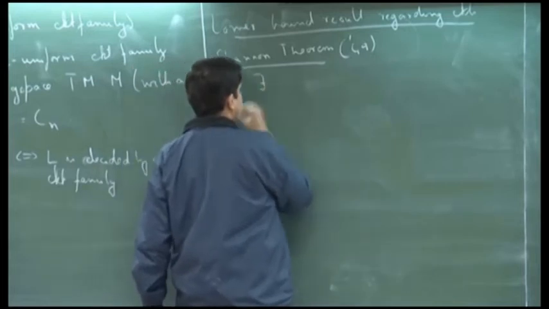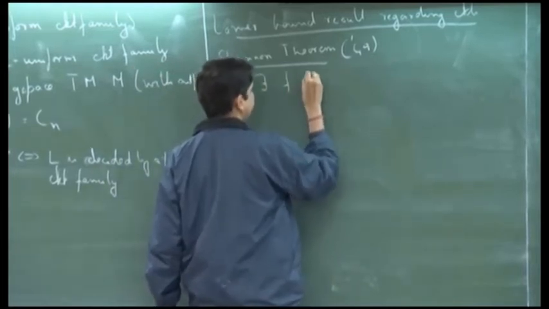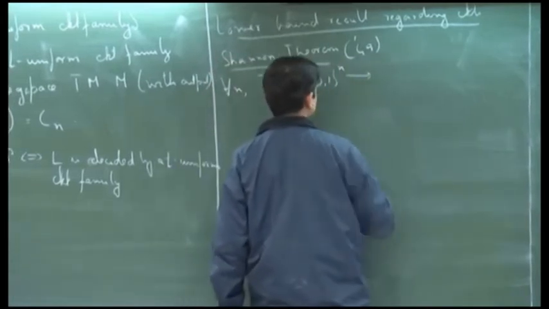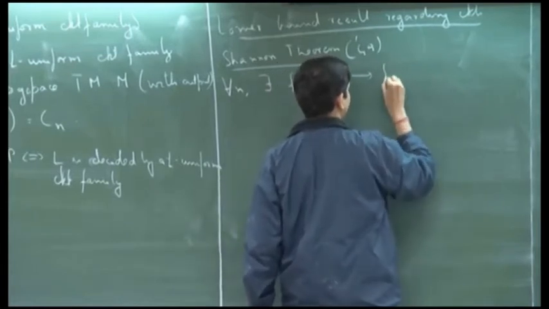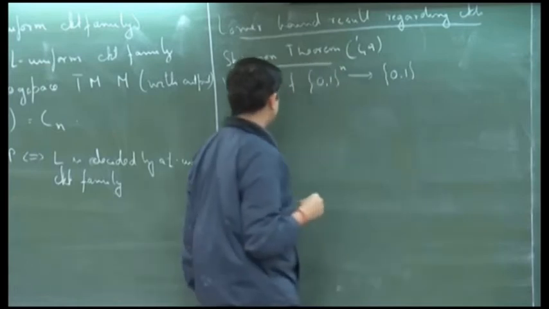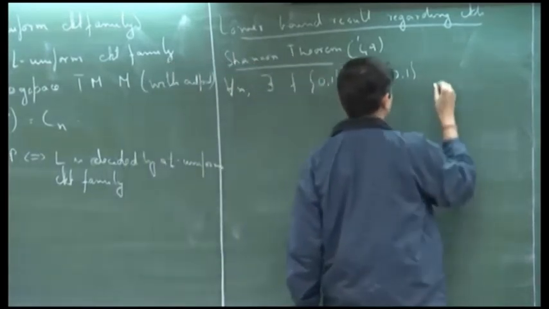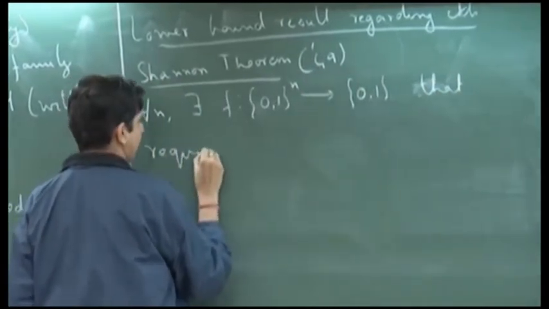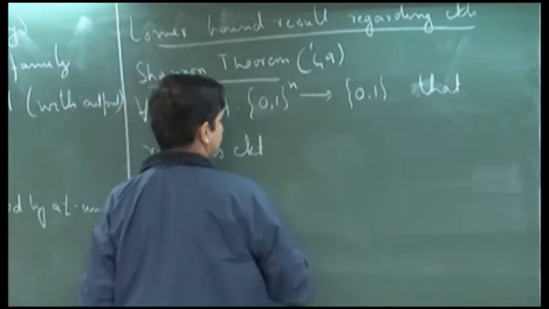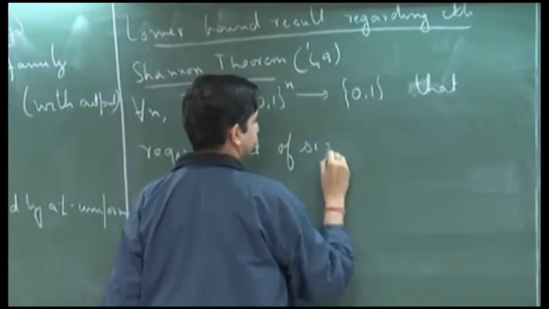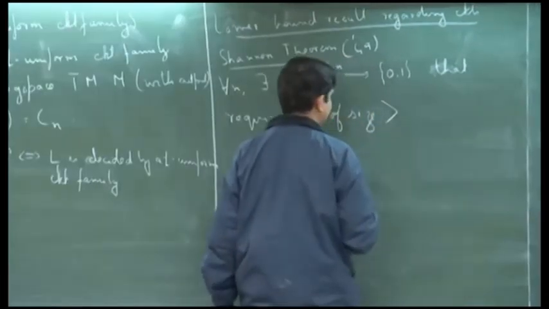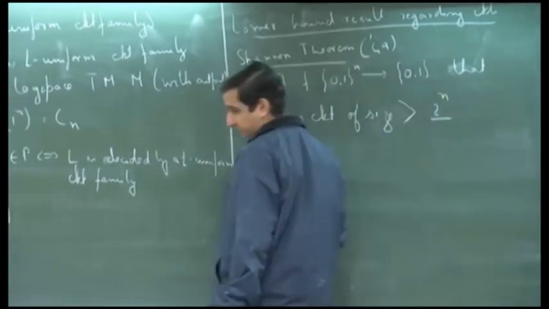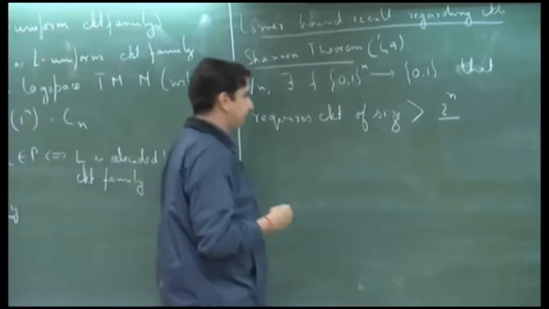for all n there exists a function f that takes n bits as input and outputs either 0 or 1, that requires a circuit of size at least as large as 2 to the power n by, what did I have, some 11n. Okay.